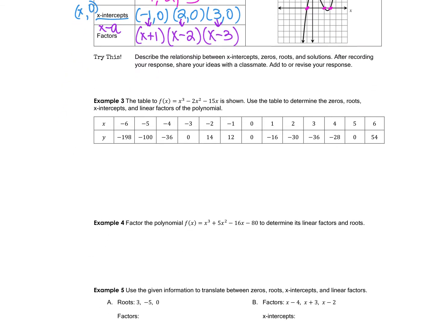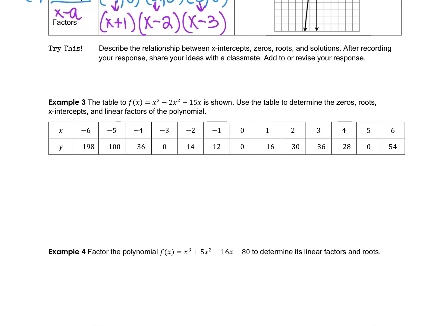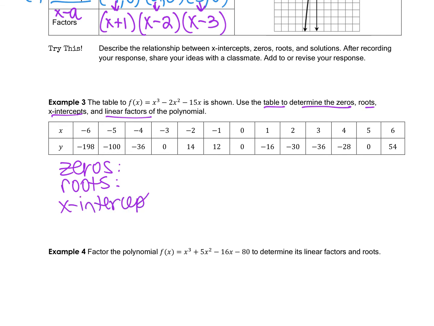All right, let's look at number 3. So this time we're given a table, and we are going to use the table to determine the zeros, roots, x-intercepts, and linear factors. So I'm going to start out with, I'll just label it as zeros, roots, x-intercepts, and factors.